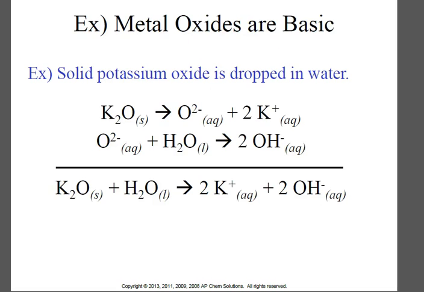Potassium oxide, for example, is going to form your oxide and your potassium. Then the oxide will pick up hydrogens to form hydroxide. And then we know that potassium hydroxide is completely soluble. So you see there, unlike magnesium hydroxide, it's going to break completely apart. So it would change the pH more than magnesium hydroxide because magnesium hydroxide is not completely soluble.